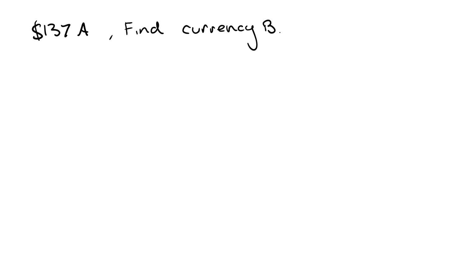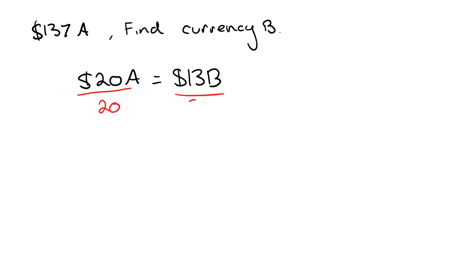How we do this is we start by writing down the ratio that we found at the start. We know that 20A is equivalent to 13B. For the unitary method, what I need to do is divide these to get down to 1. So I divide this by 20 and divide this by 20. Here I'm going to get 1 of currency A is equivalent to 0.65 of currency B.